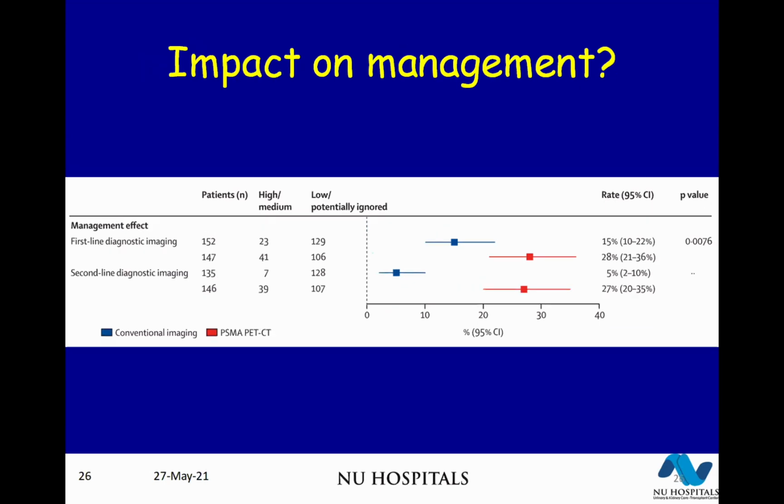Same thing in the case of management also. If they use first line diagnostic imaging as a CT versus first line cross-sectional imaging as PSMA PET scan, the management percentage also has a significant increase, like more than 10% change in the management here. And the significance is in the second line. Say for example, a patient has had a cross-sectional imaging of CT and you have subjected him to a second line test of PSMA PET after doing a CT. There is a significant change of 5 to 25%, 20%.